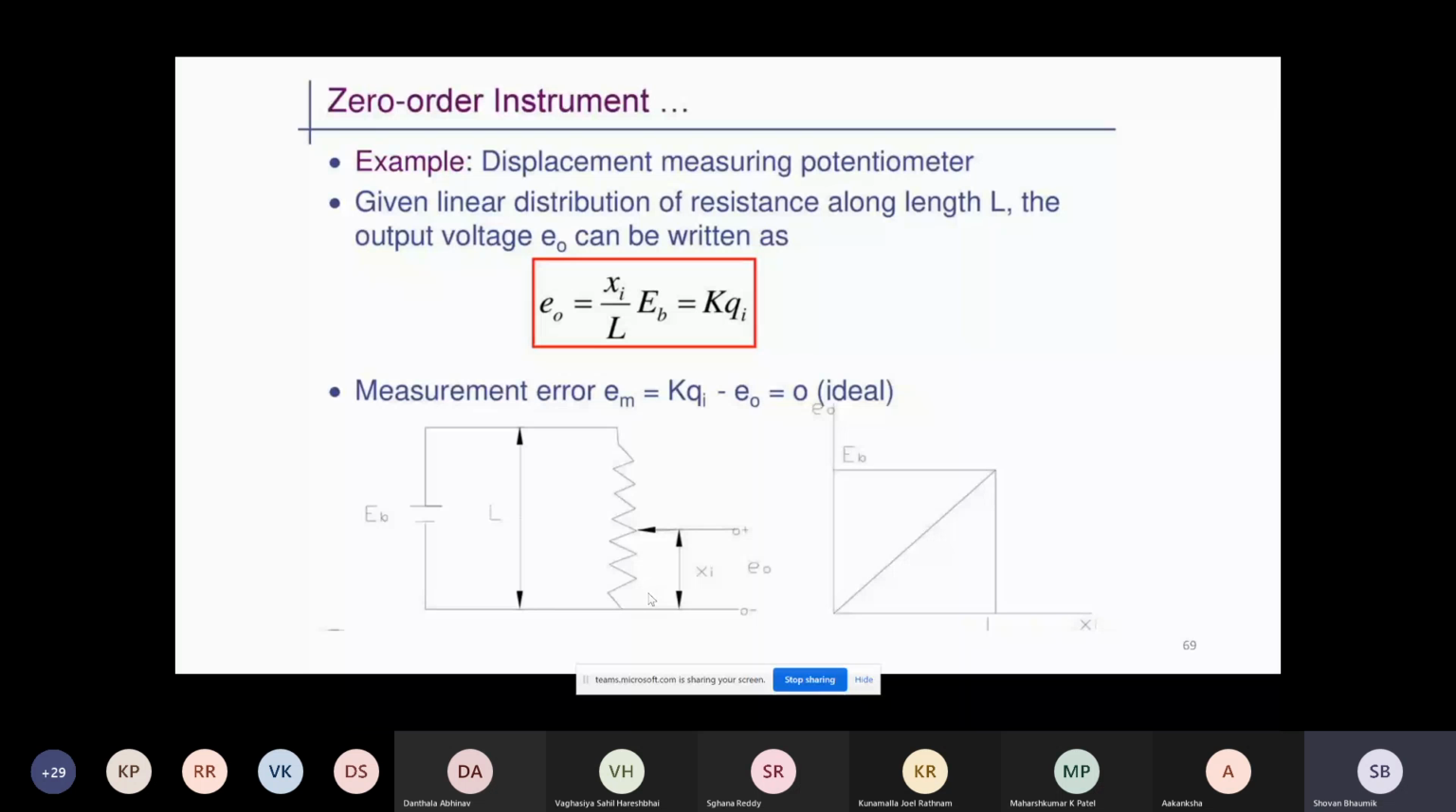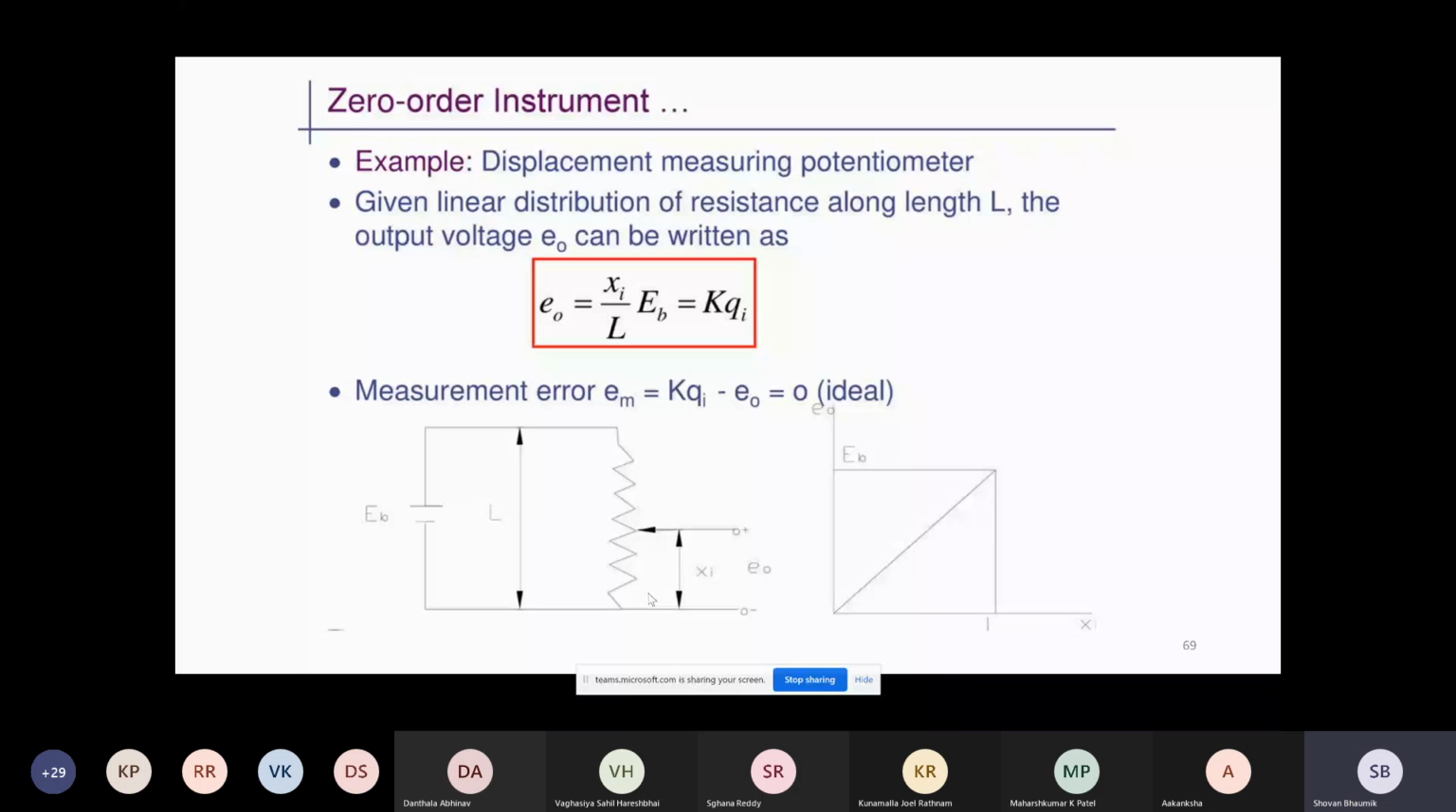So the output is proportional to the length the slider moves. By measuring the output, you can measure the length of the slider move, and from there you can measure the displacement. So that way you can measure displacement with the help of a potentiometer, and such a measuring device is a good example of an instrument of order 0.